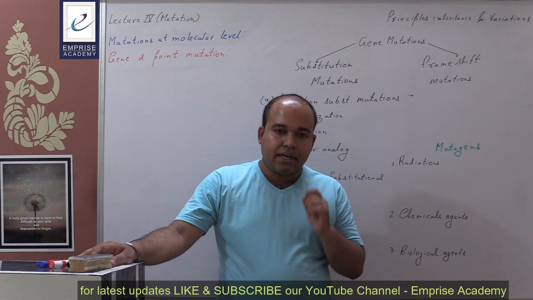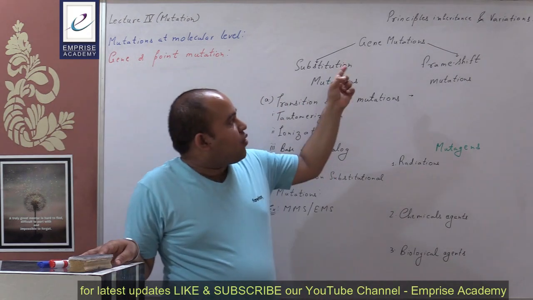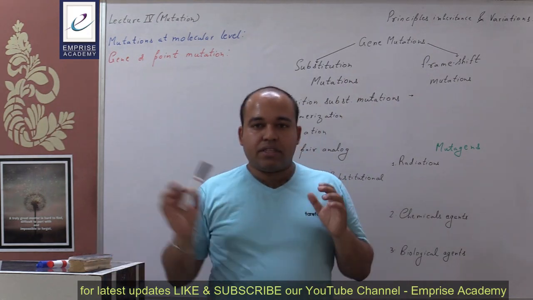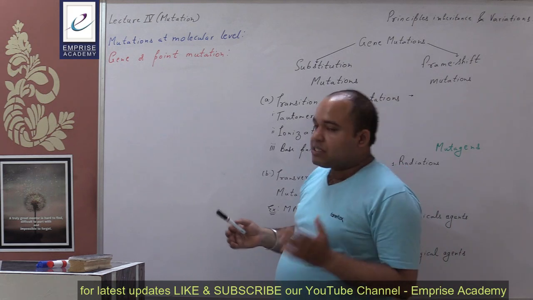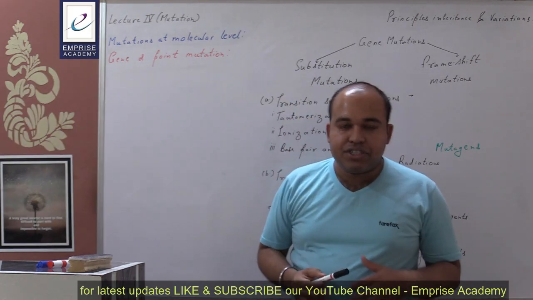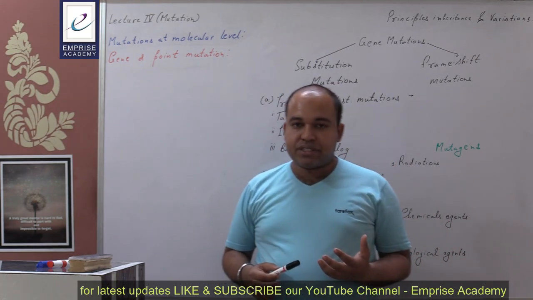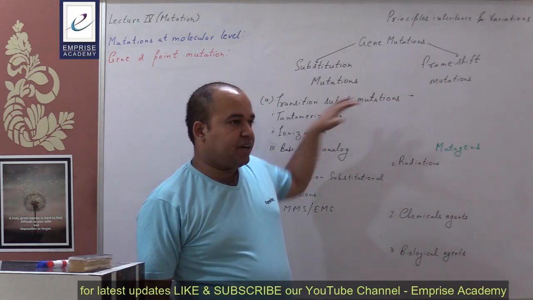The last lecture of the topic of mutations from the chapter Principle of Inheritance and Variation. In this last topic, we are going to talk about the last type of mutations, that is referred to as gene or point mutation. So what are these gene or point mutations? And then we are going to categorize this gene or point mutation into several different types.